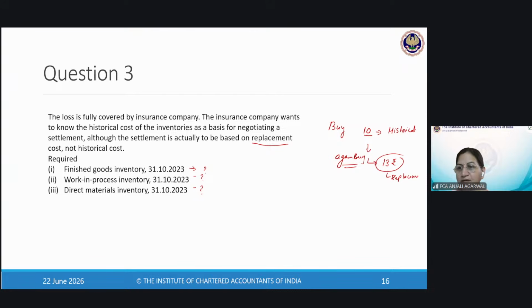So the insurance company said, whatever you have lost, we are ready to compensate, and we are ready to compensate it at its replacement cost. But to calculate what the replacement cost should be, we'll base it on some estimate on the basis of historical cost. So they want to know the historical cost of inventory so as to be able to negotiate the settlement price, which is actually based on replacement cost, not historical cost, but they want an estimate of this: finished goods, WIP, direct material.